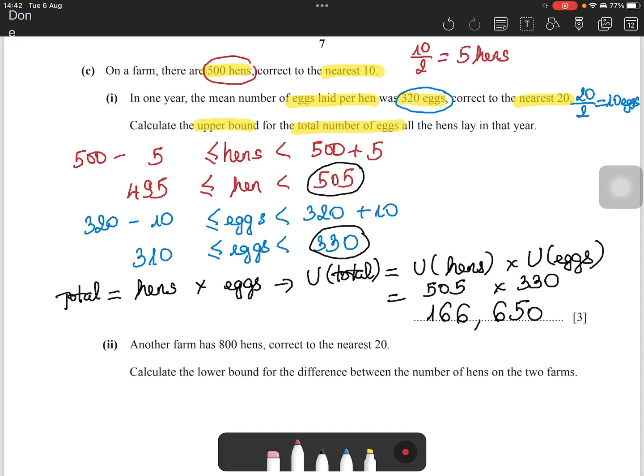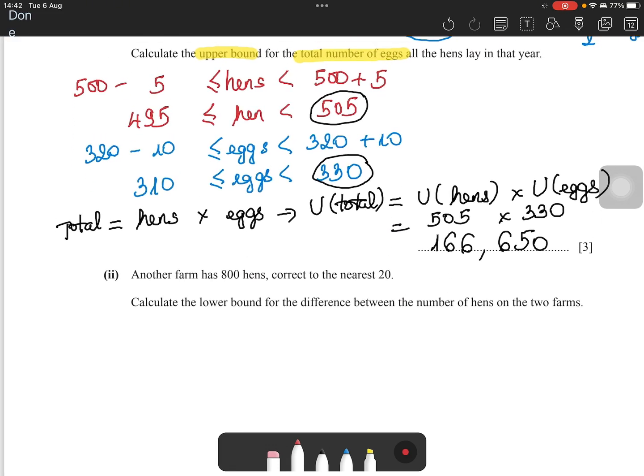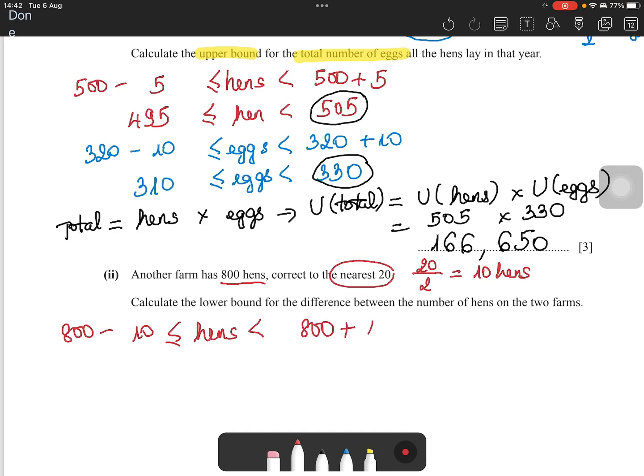Second question. Another farm has 800 hens, correct to the nearest 20, which means we divide 20 by 2 equals 10 hens. And the number of hens in this case is between 800 minus 10 and 800 plus 10, which means the number of hens is greater than or equal to 790 and less than 810 on this farm.